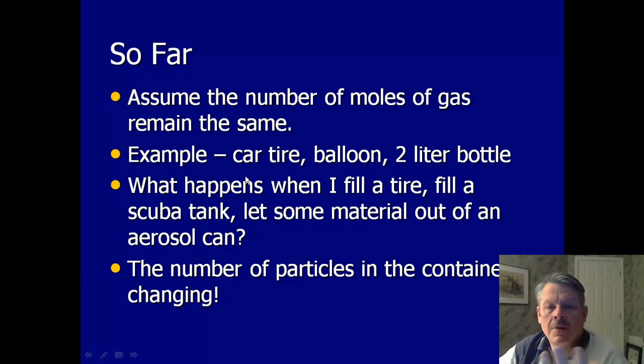So if I take a car tire and I heat it up, the number of molecules of air, for example, that are inside that car tire has not changed. They're moving faster, they're at a different temperature, they're at a different pressure, they may even be at a different volume, like if we have a balloon. But bottom line is, I have not changed the number of molecules that are in there.